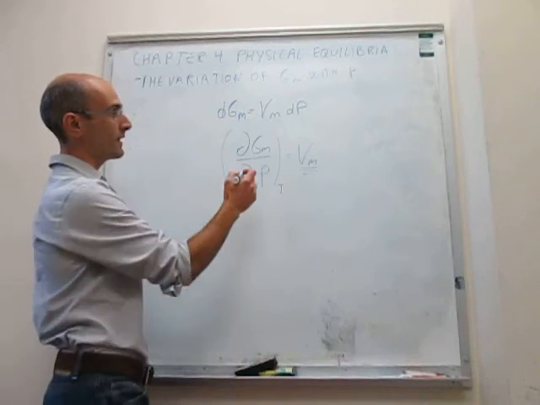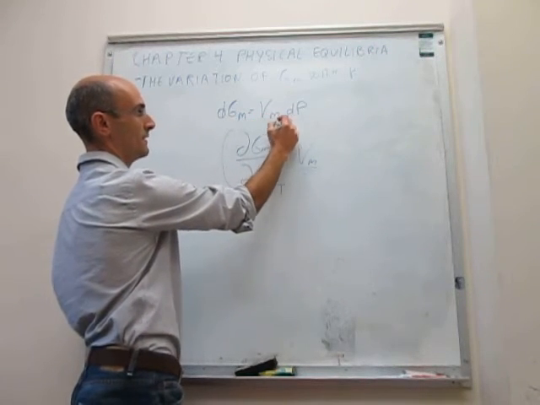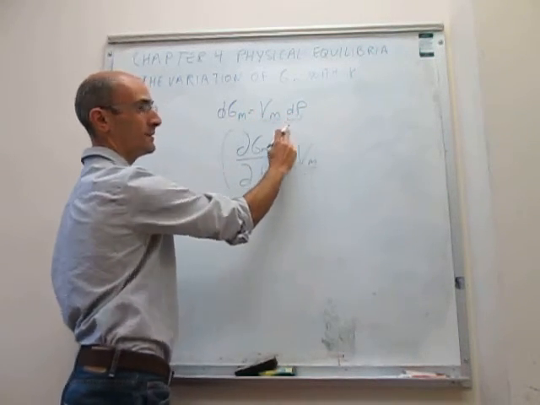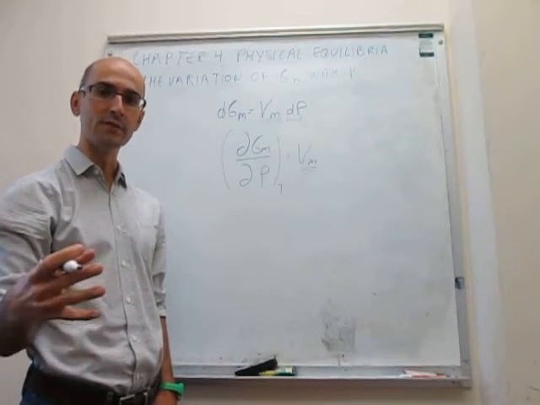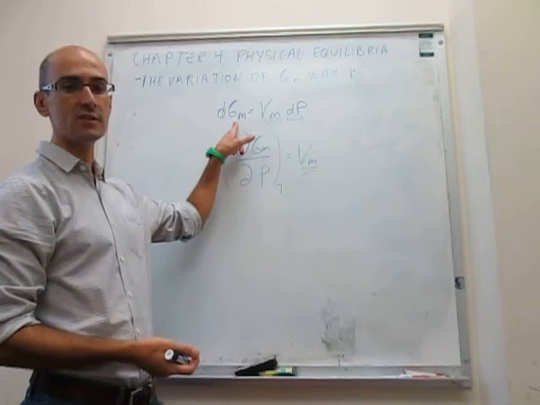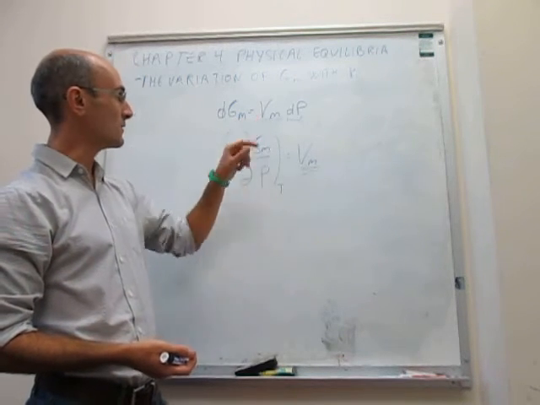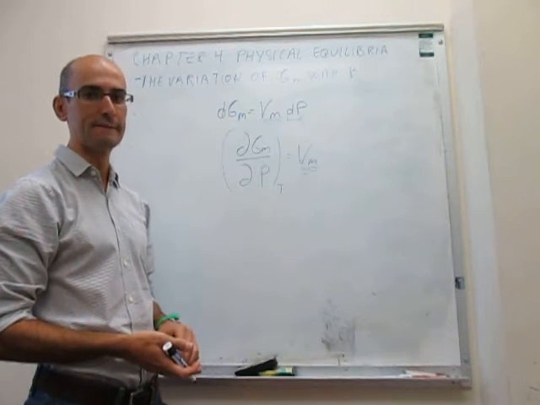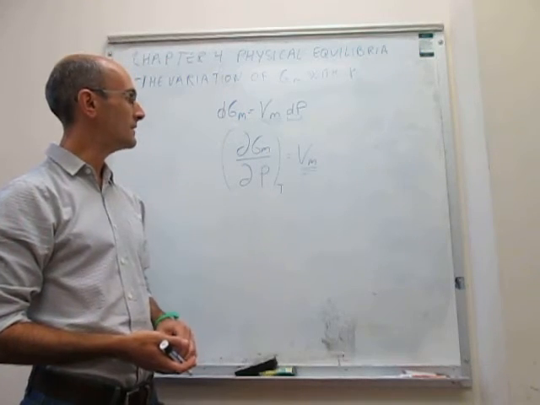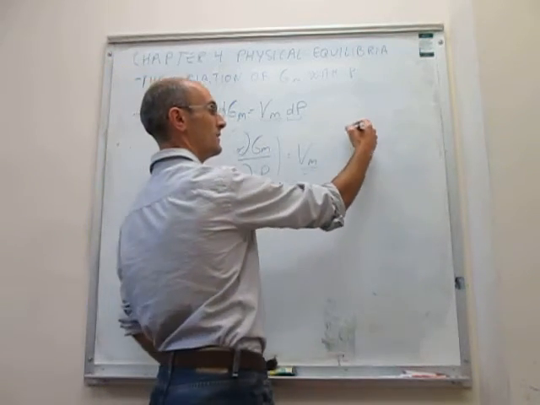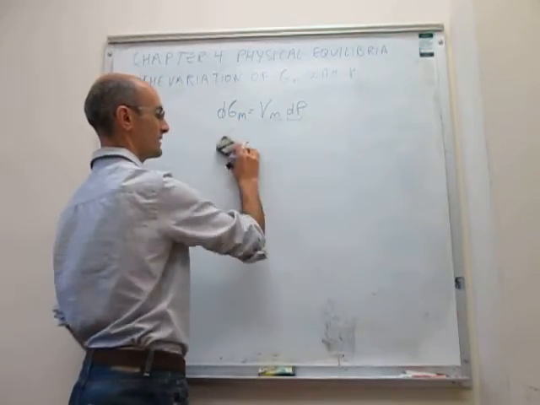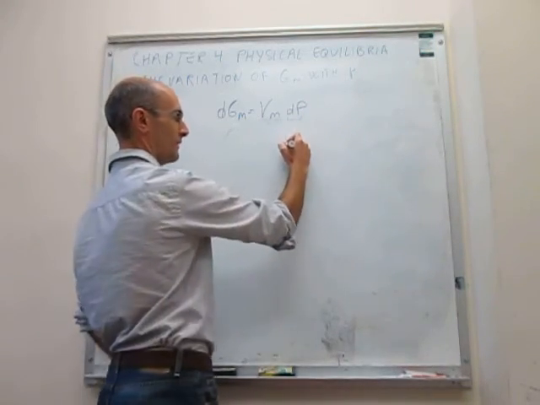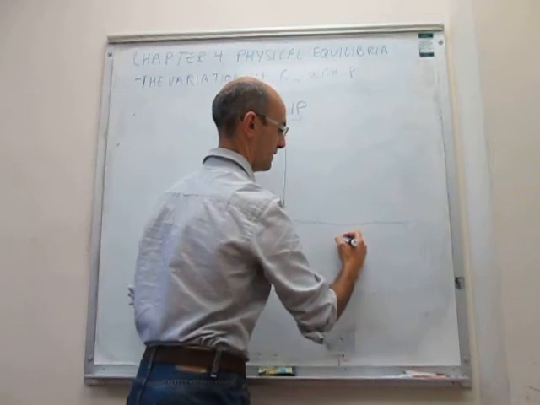What that tells you automatically is that if this number is positive, then if you increase the pressure, that means you make that differential of P positive. If you increase the pressure, then the molar Gibbs energy has to increase as well, again because the molar volume is positive. So in addition to writing this expression, we can start to draw a little graph that tells you how this happens.